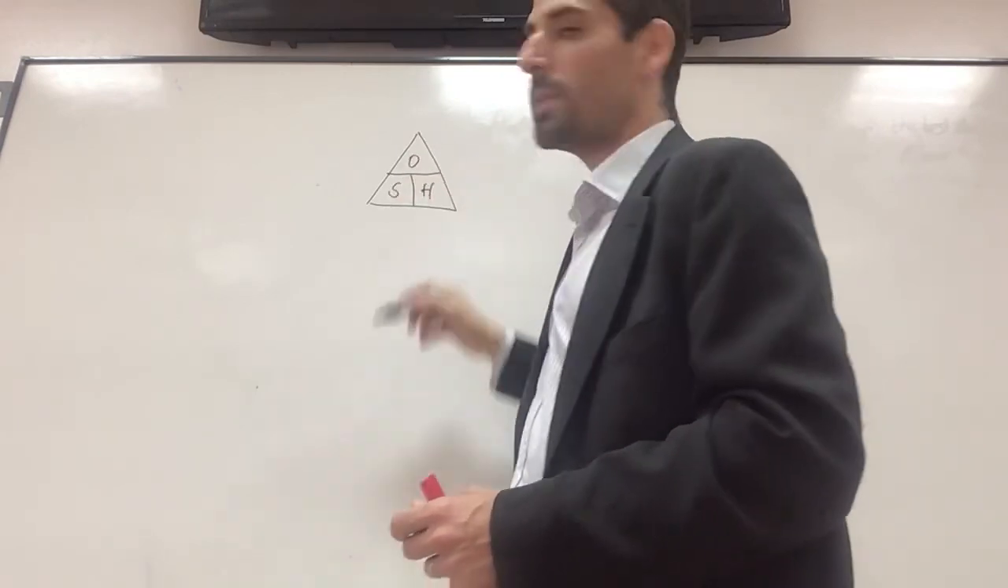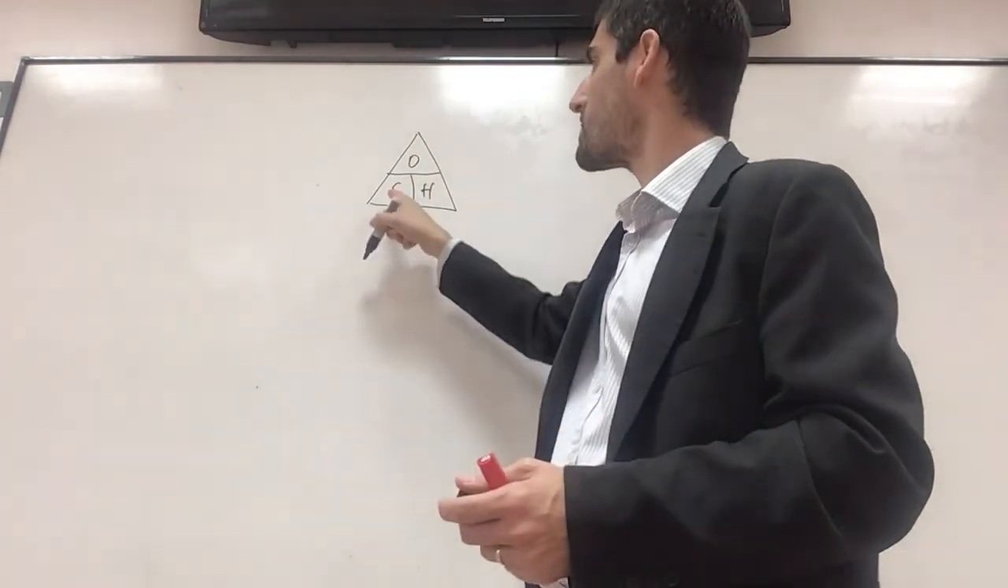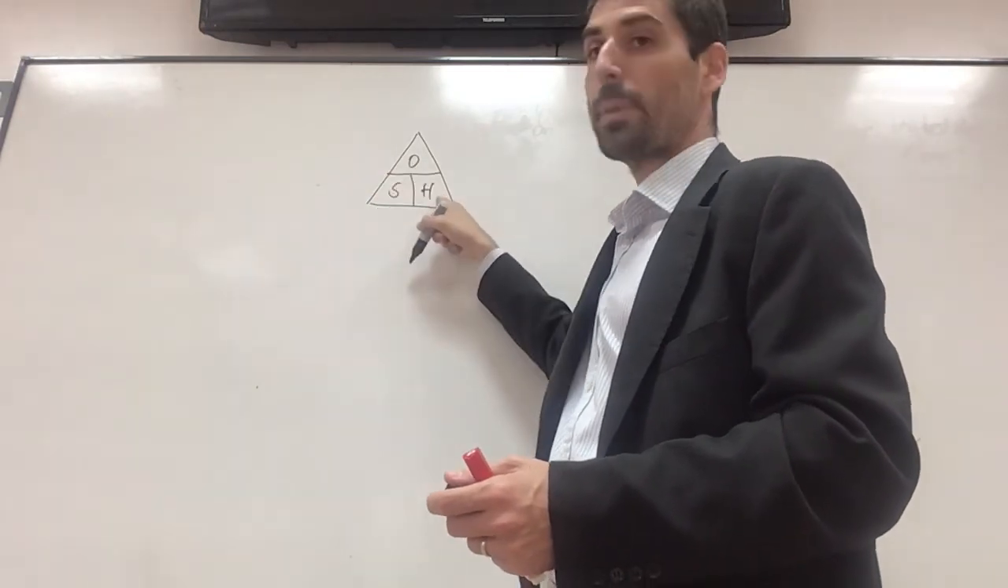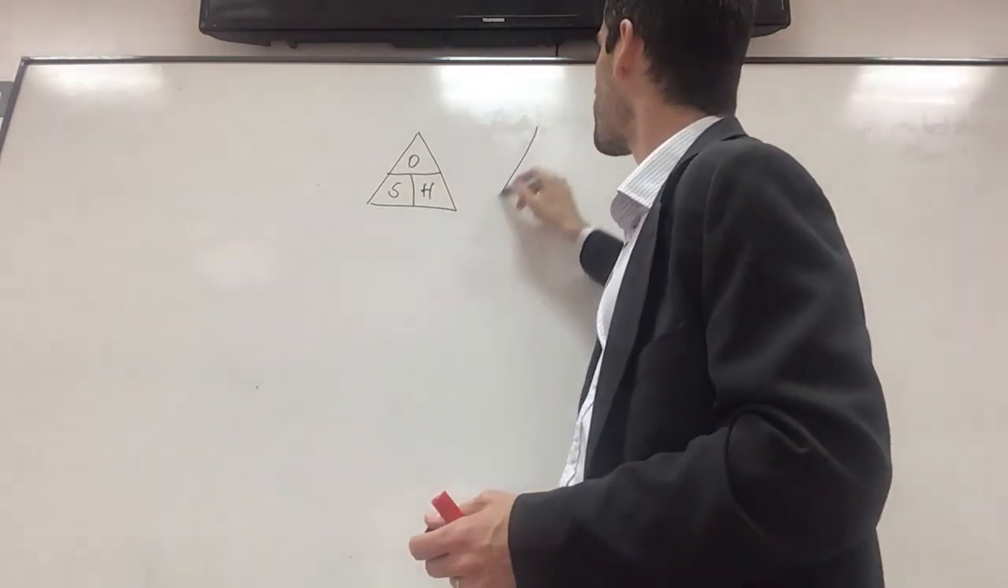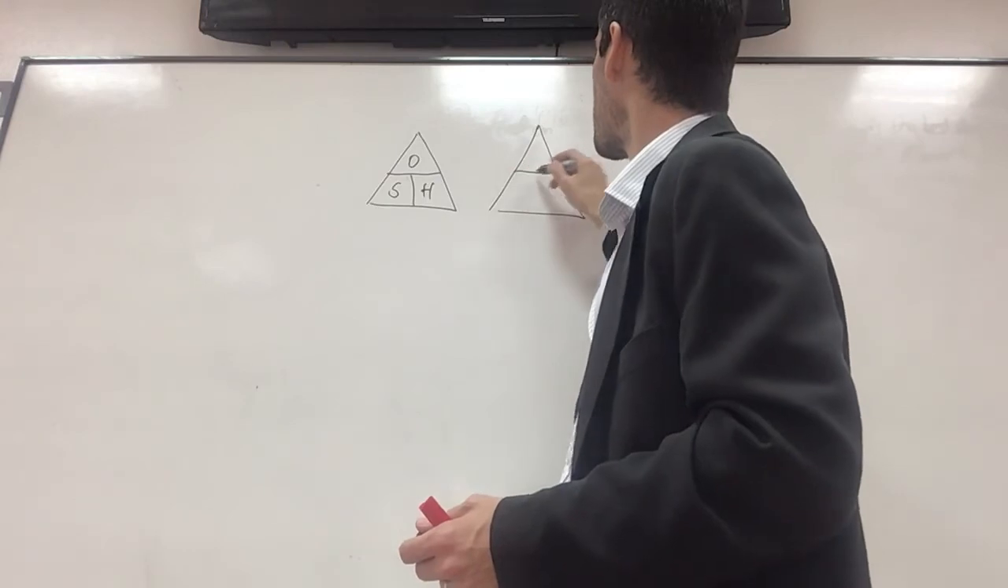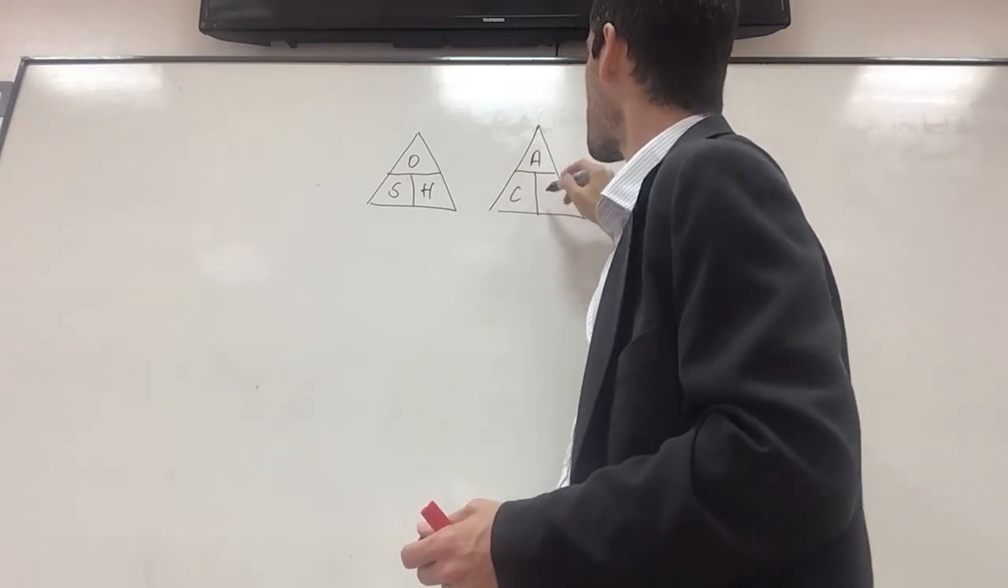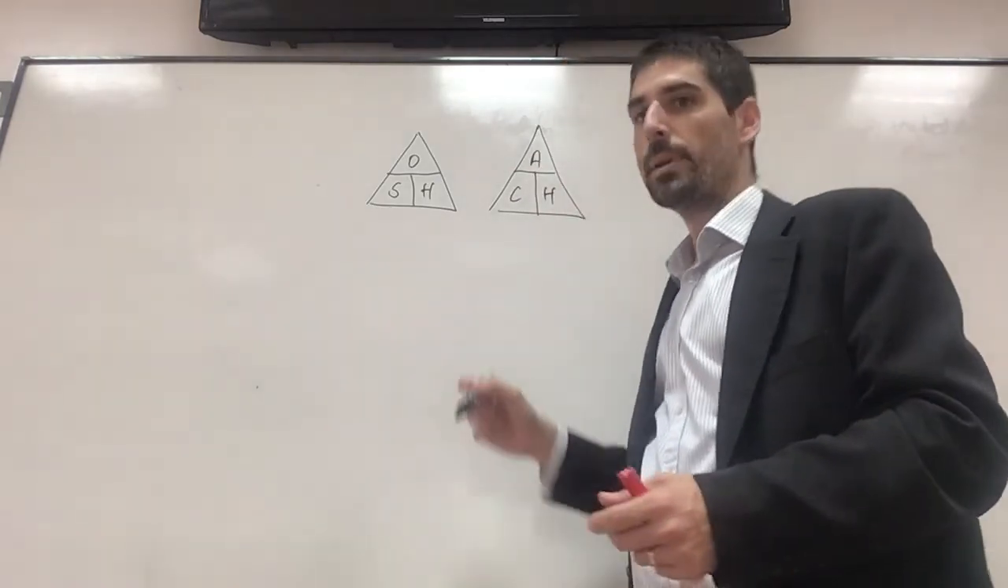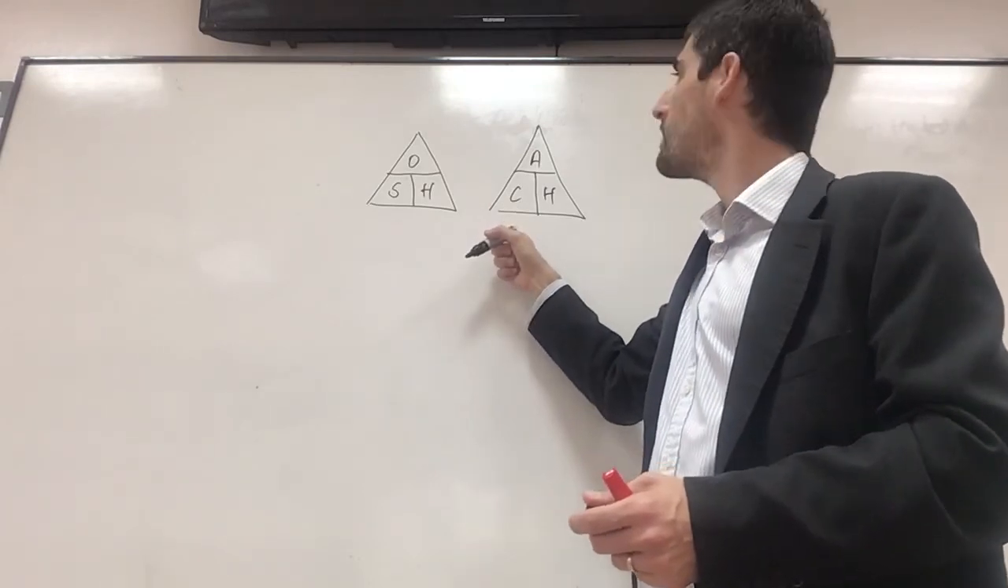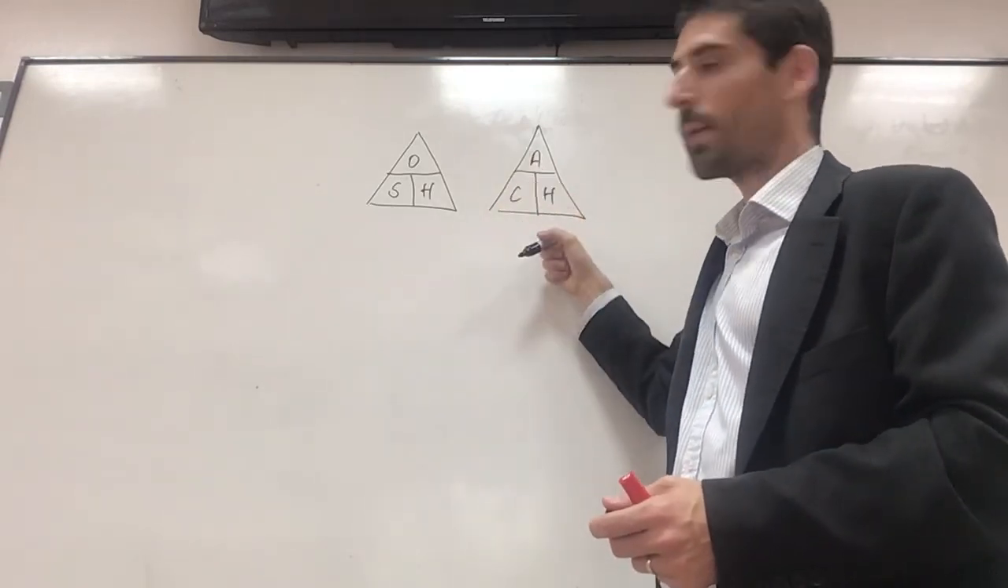Remember, this is SOHCAHTOA. So, sine is opposite divided by hypotenuse. Ka, because cosine is adjacent divided by hypotenuse.